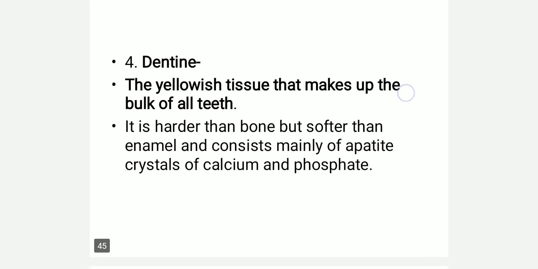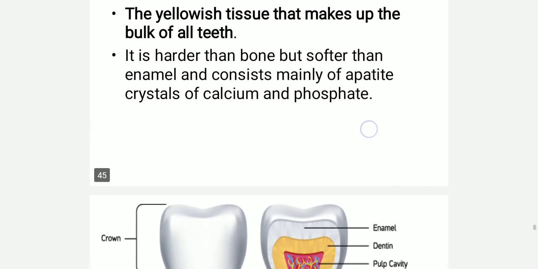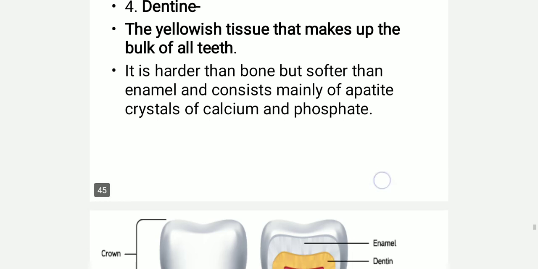Then dentine, that is yellow tissue that makes up the bulk of the teeth. Here you can see dentine. It is harder than bone but softer than the enamel, and consists mainly of the apatite crystals of calcium and phosphate.